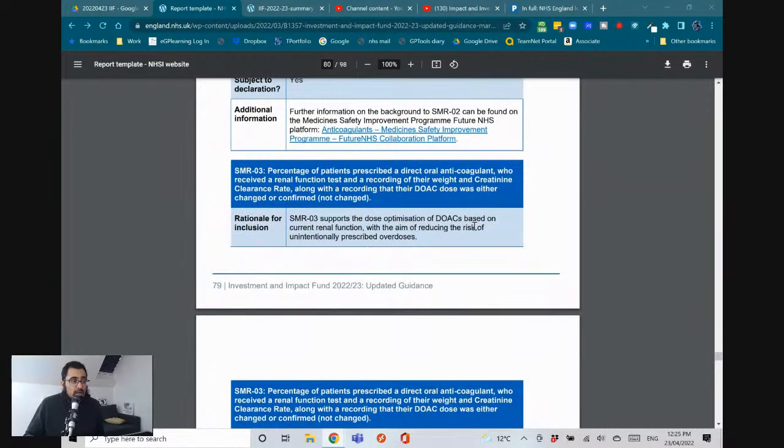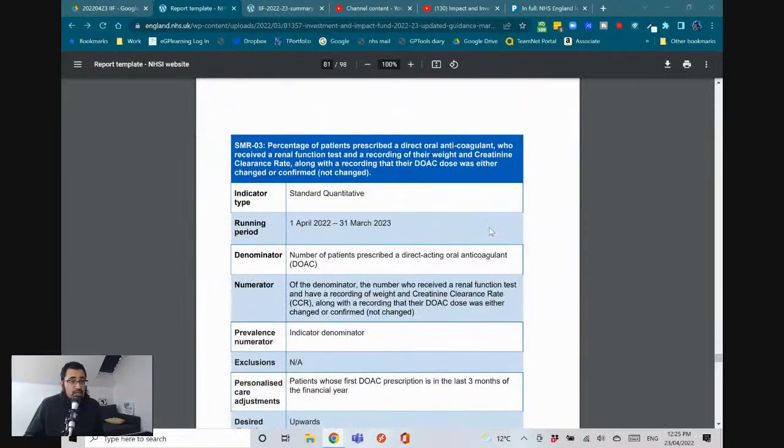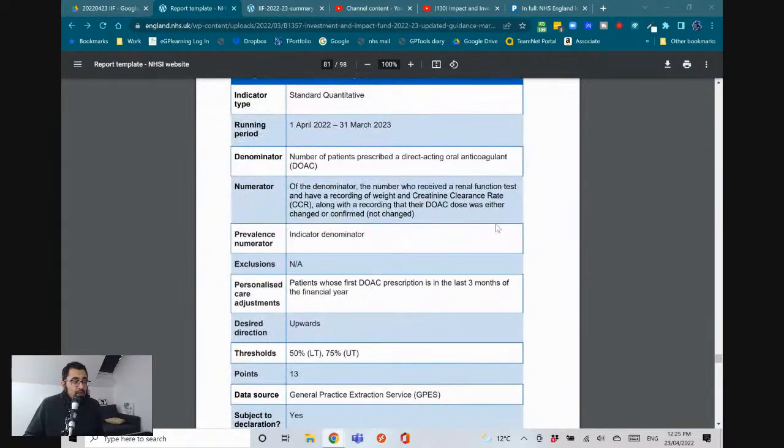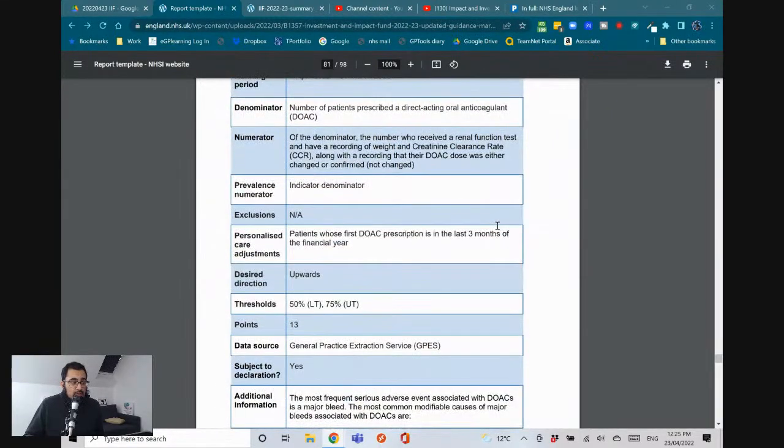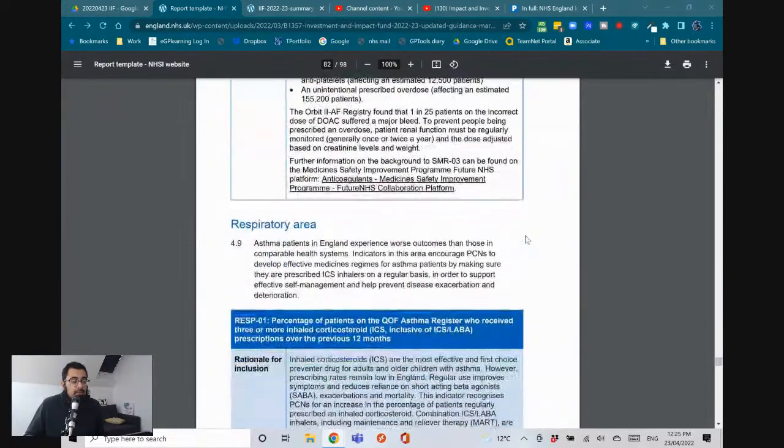Patients prescribed a DOAC who have received a renal function test in their weight and criteria, so it's basically confirming the dose of the DOAC is correct because it is based on eGFR and stuff. Upwards trend, 50% lower threshold, 75% upper threshold, 13 points, so a much higher proportion of funding and stuff, and GPES service. And that's that particular criteria. So that's definitely one for the focus with your pharmacists in your practice and your pharmacy technicians.